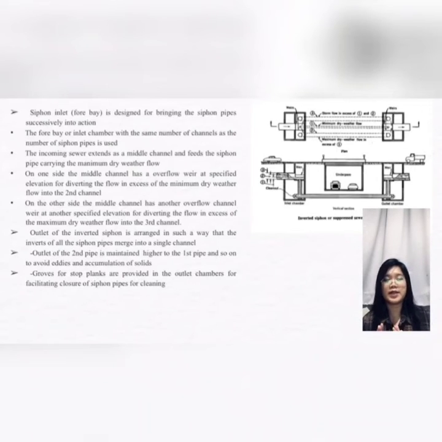On one side, the middle channel has an overflow weir at a specified elevation for diverting the flow in excess of the minimum dry weather flow into the second channel. On the other side, the middle channel has another overflow weir at another specified elevation for diverting the flow in excess of the maximum dry weather flow into the third channel.